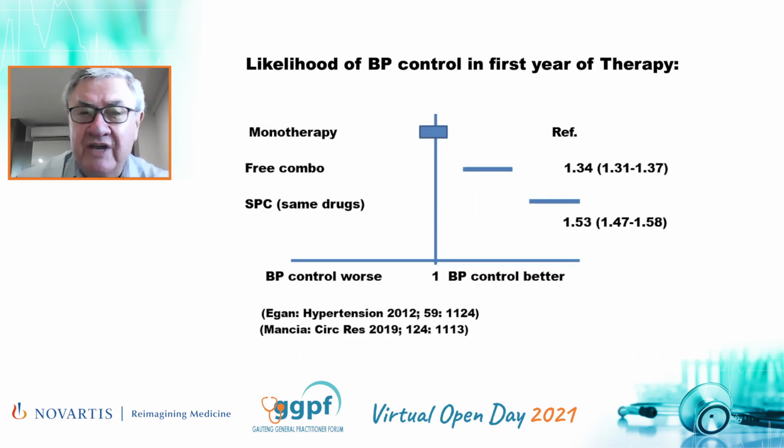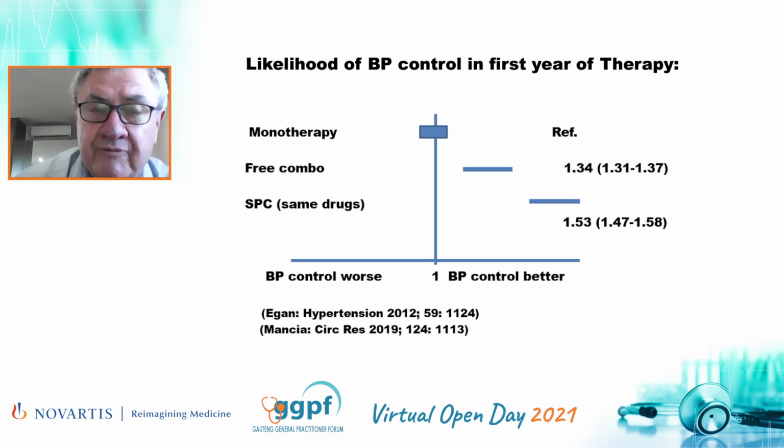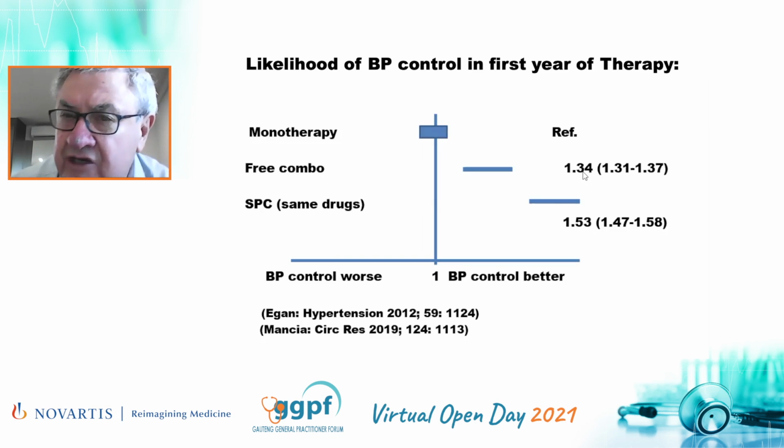Now, this is an interesting study where they looked at the likelihood, the odds that you will have blood pressure control in year 1 of treatment. So they use monotherapy as the reference. So if you have a free combination, in other words, 2 separate pills, the odds or the likelihood is about 30% that you will have control within the first year. If you use the same 2 drugs in a single pill, the odds now is 50%, more than 50%.